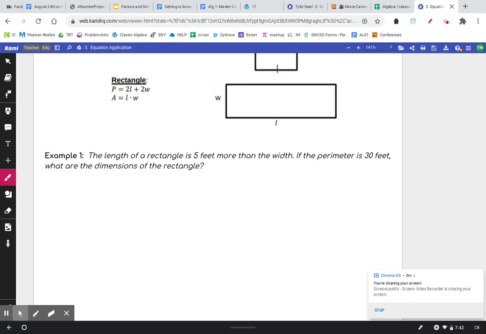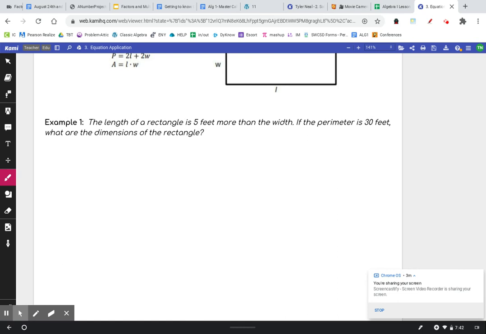Here we go. It says in example 1, the length of a rectangle is 5 feet more than the width. The perimeter of the rectangle is 30 feet. What are the dimensions of the rectangle?